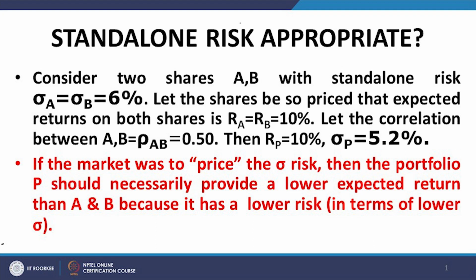Let us assume that the expected return is 10% for A and 10% for B, because they have the same standalone risk, and we are working on the premise that standalone risk is the correct measure of risk and the market prices standalone risk. So far so good, there is no issue so far. Now, let us form a portfolio comprising A and B in equal proportions, and let us assume that the correlation between A and B is 0.50, that is rho AB is equal to 0.50.